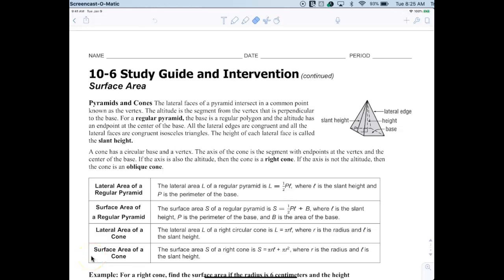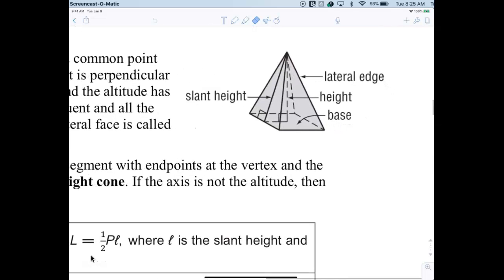Again, today is just a study in finding surface areas. I already talked to you about lateral area, and lateral area again is just the area of the walls, and surface area is the walls and the base. Now the first shape we have right here, this is just called a what?